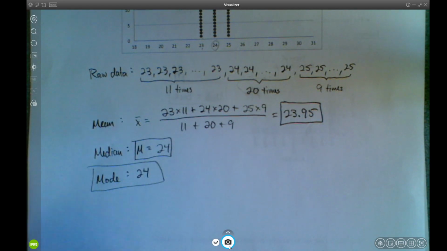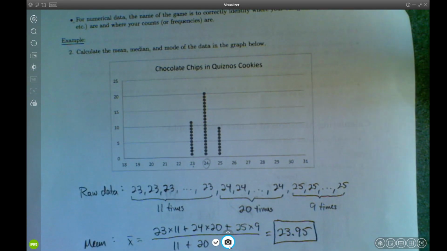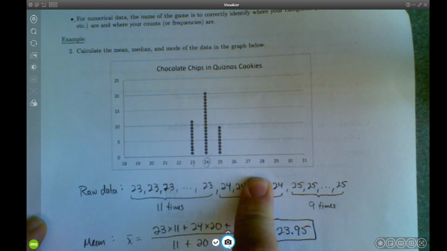Okay, so that's how we would calculate the mean, median, and mode when we have numerical data not grouped into classes.